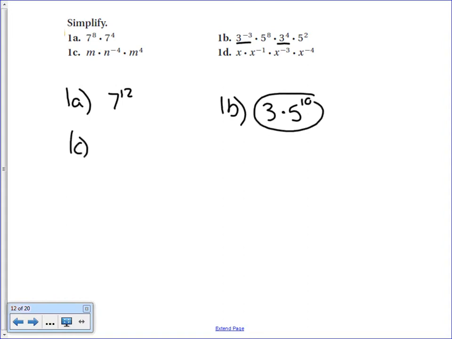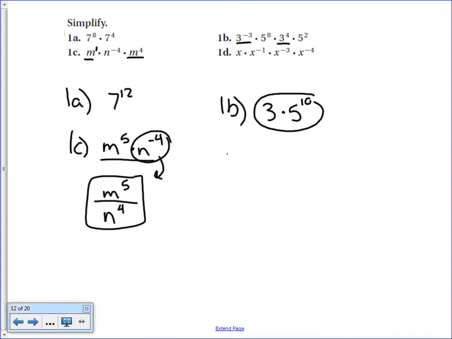1c, I have m times n to the negative 4th times m to the 4th. I can combine the m's. Remember, that's like a little 1 there. So m to the 5th times n to the negative 4th. And I don't want a negative exponent. So I'm actually going to have to move that n to the negative 4th to the bottom. So m to the 5th over n to the 4th.